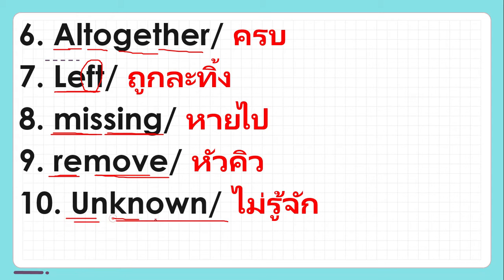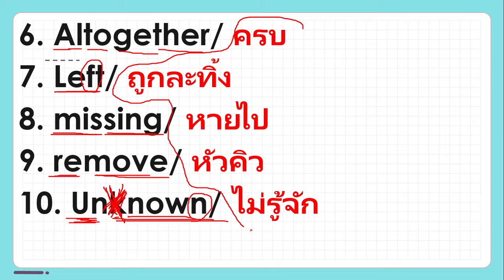Number 10, we have unknown. This one, letter K here, is a silent letter, meaning we are not going to read letter K. So we're just going to read un and then known. Unknown. Here, we have the translated words. I hope this could help you, okay?